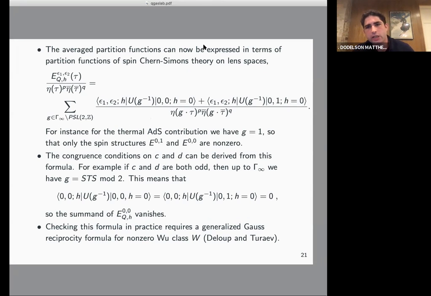Okay, so now in this case, we can express the average partition functions in terms of the partition functions of spin Chern-Simons theory on lens spaces. So here, these states are labeled by, again, these integers epsilon1 and epsilon2, and the numerator is the sum of two partition functions of spin Chern-Simons theory. So for instance, for the thermal AdS contribution, this group element G is equal to 1. And so only two of the spin structures are non-zero.